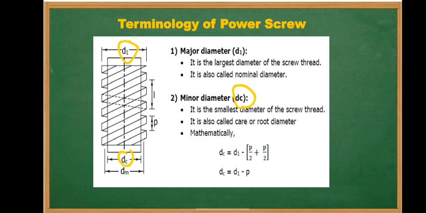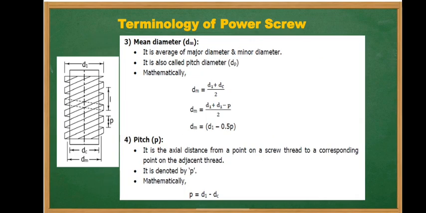Mathematically it is calculated by using the equation dc = d1 - p/2 - p/2, where this small p is nothing but pitch. Therefore dc = d1 - p. Next is mean diameter, which is denoted by dm. It is the average of major diameter and minor diameter. It is also called pitch diameter and denoted by dp. So mathematically dm, or you can say dp, = (d1 + dc)/2. After solving the equation we will get mean diameter as d1 - 0.5 times pitch.